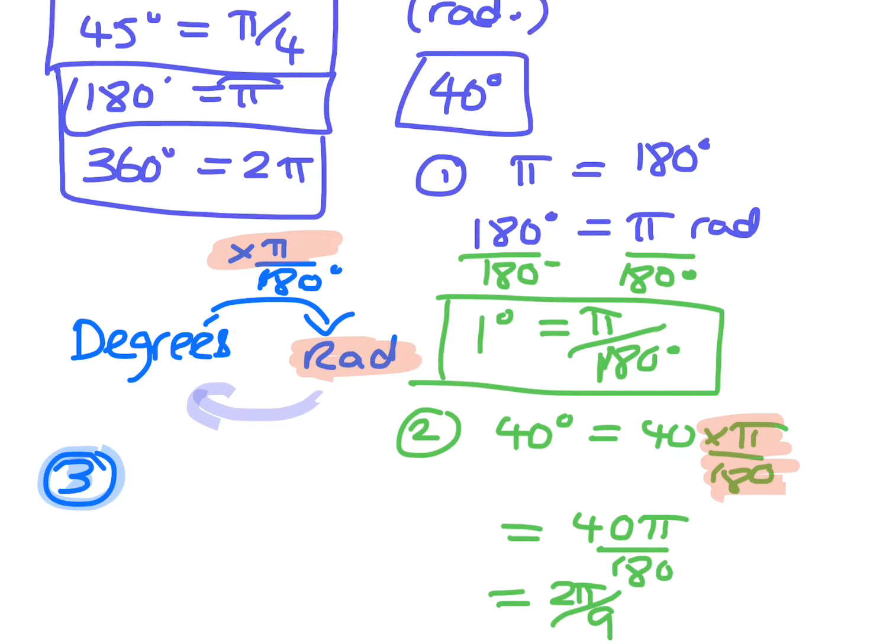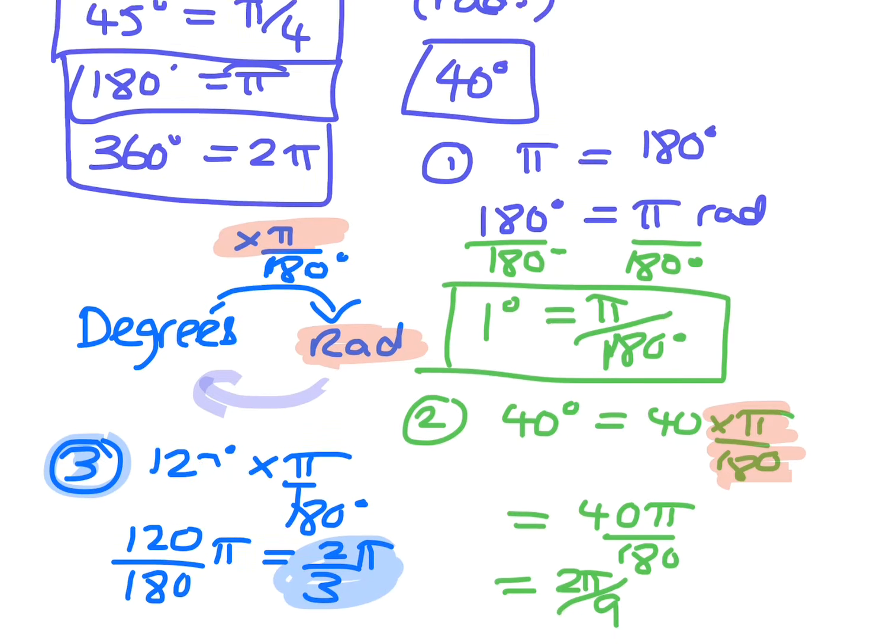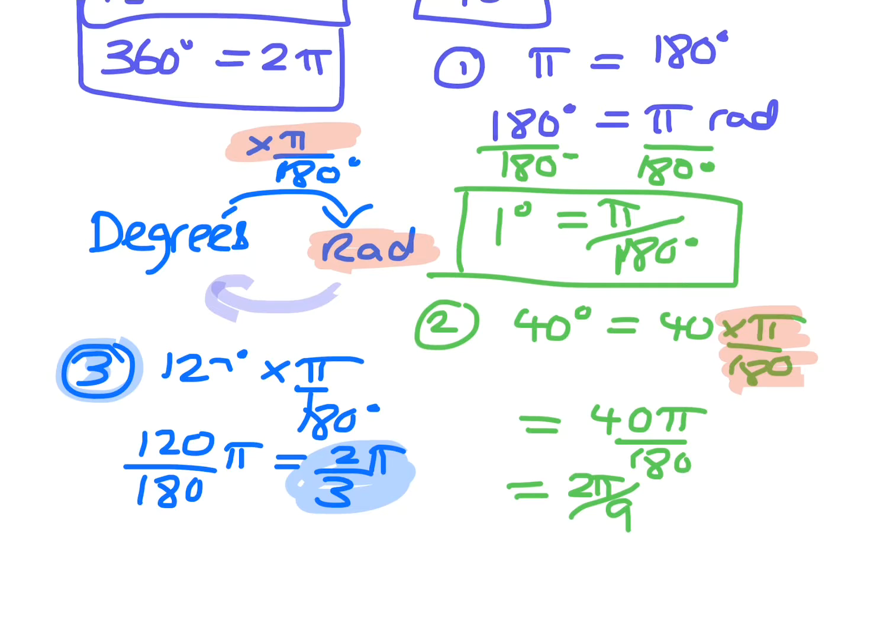We have 120 degrees, and I want to change it to radians, so I times by pi on 180. So I put the radians on top. 120 on 180 pi, that would be 2 on 3 pi, and that's what it is in radians. So if you were going back the other way, it's pretty obvious that it would be the reverse. So I just want you to think about this.